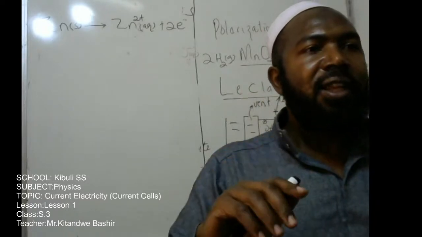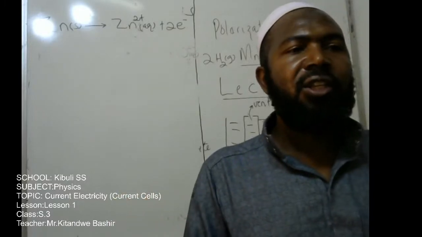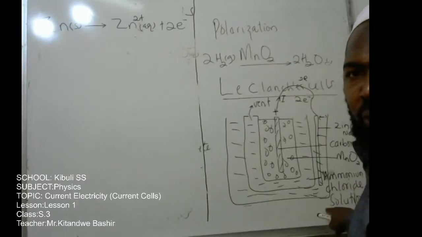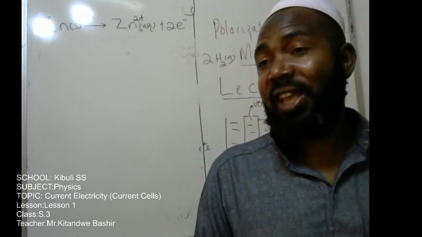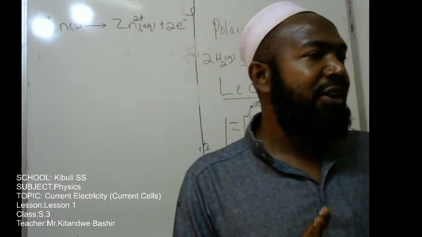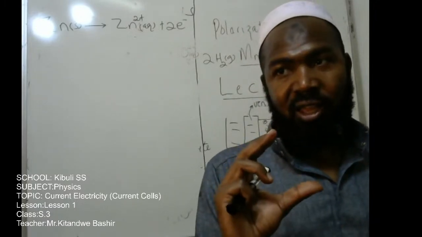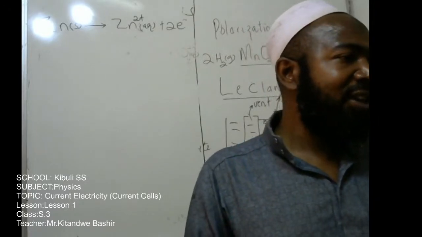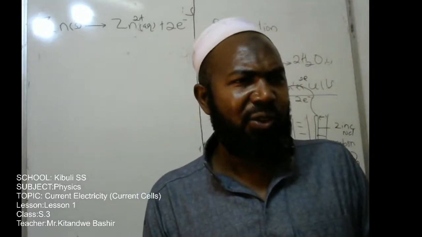The action remains. The only thing that is changing here is that instead of using ammonium chloride solution, we are going to be using ammonium chloride jelly. We're using a jelly instead of a solution, because the jelly cannot pour the way the solution pours. It's thick, so it cannot pour. I don't know whether you have ever opened a dry cell. You see that jelly, thick material.